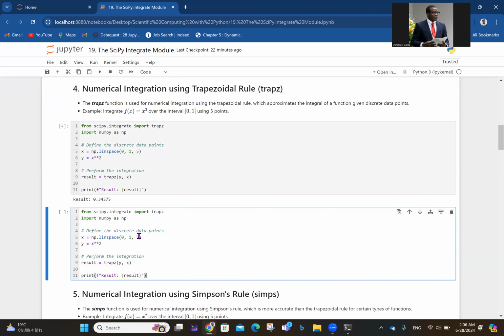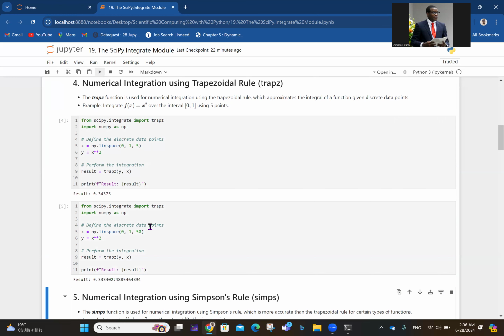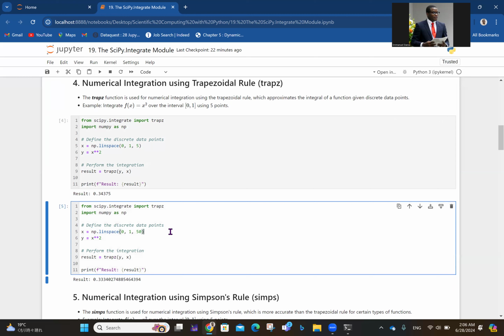So if I do this now, and instead of taking 5 points, I'll take 50 points. That's a lot, right? See, the results will be finer than this. So you can see there's a bit more difference in the result. That means this result is more reliable. So here, instead of 5 points, I'm using 50 points.